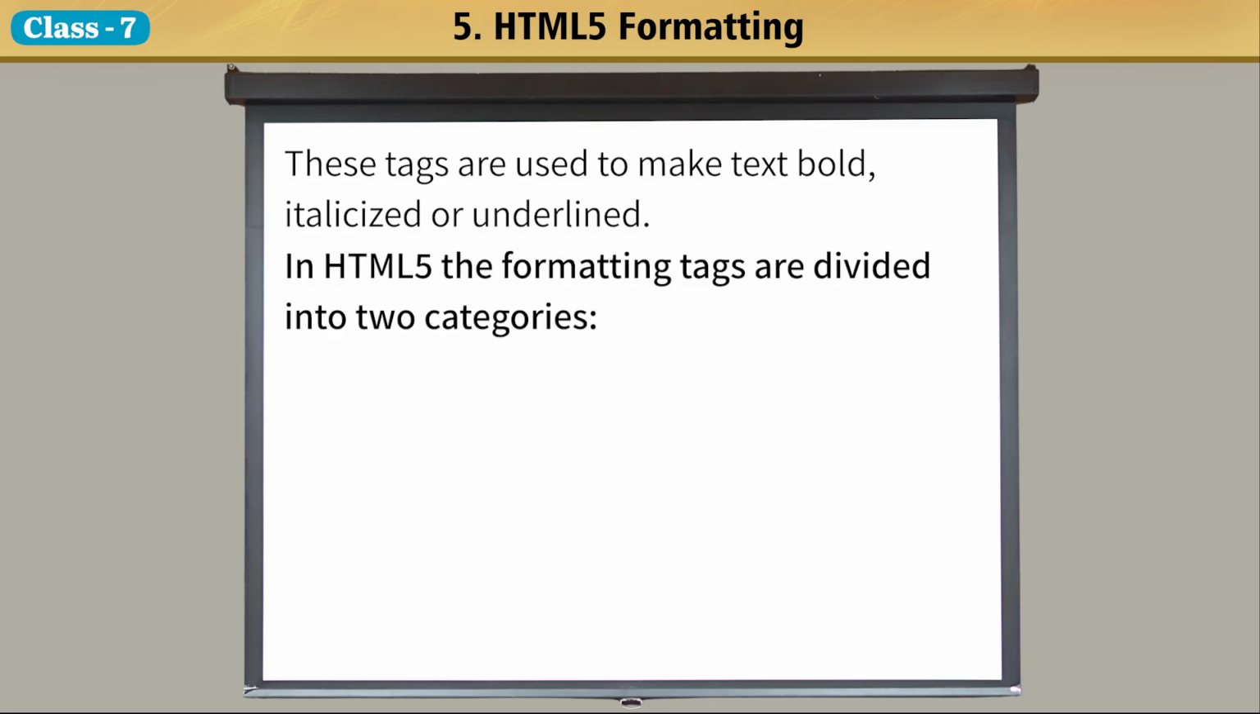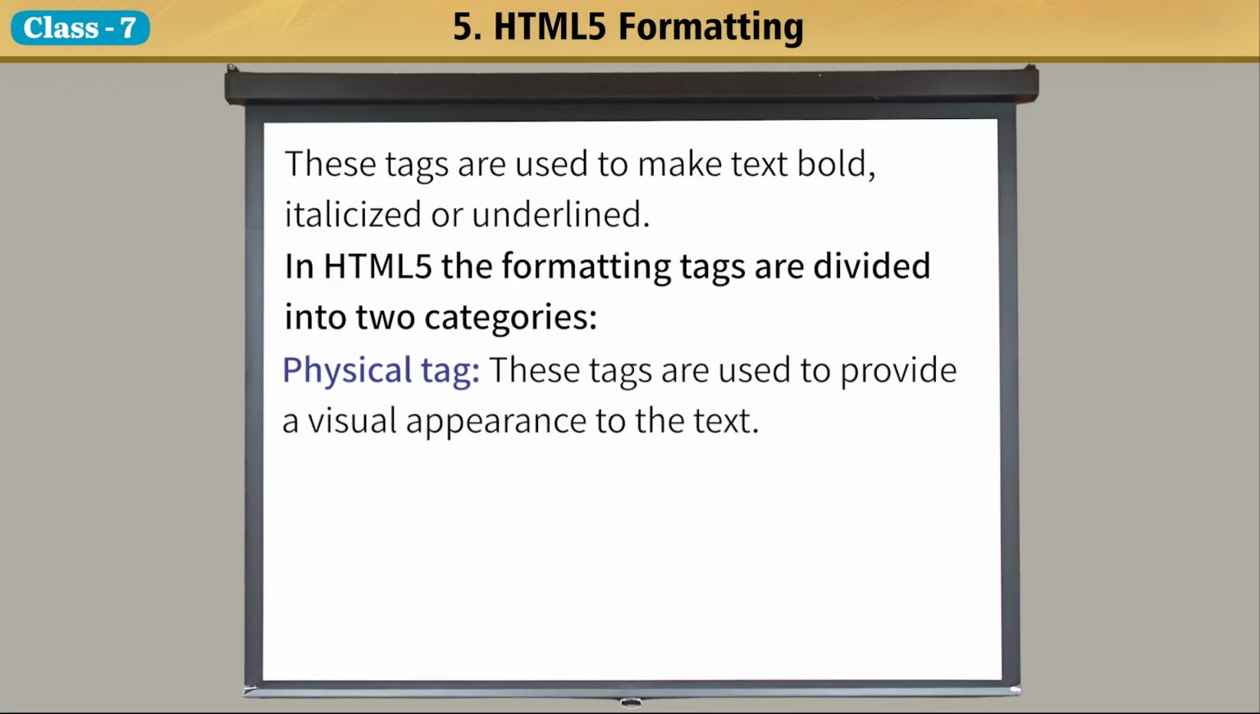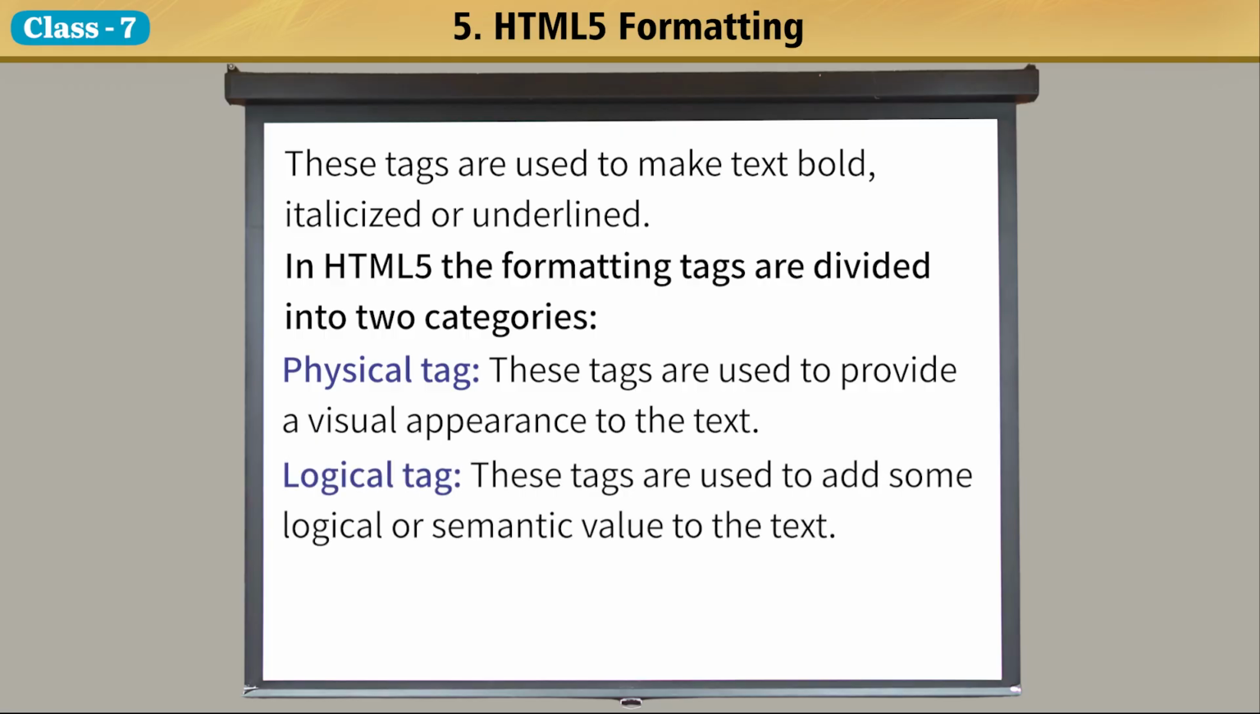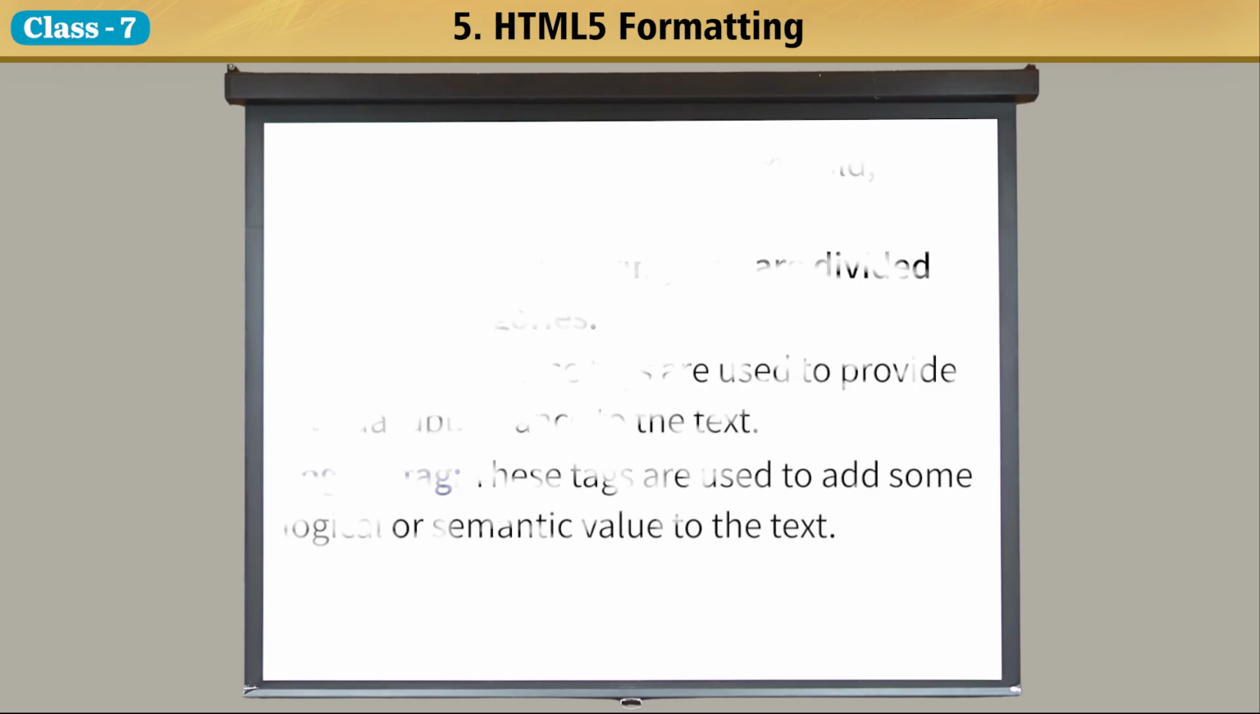In HTML5, the formatting tags are divided into two categories. Physical tag. These tags are used to provide a visual appearance to the text. Logical tag. These tags are used to add some logical or semantic value to the text.